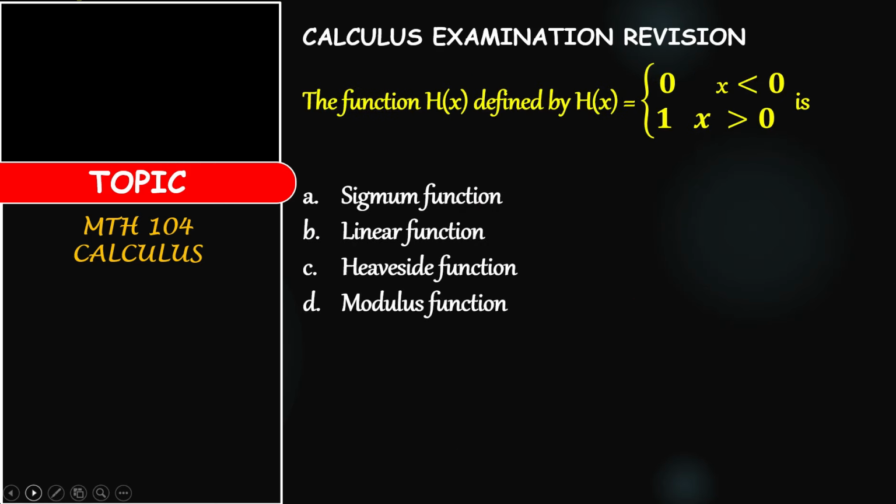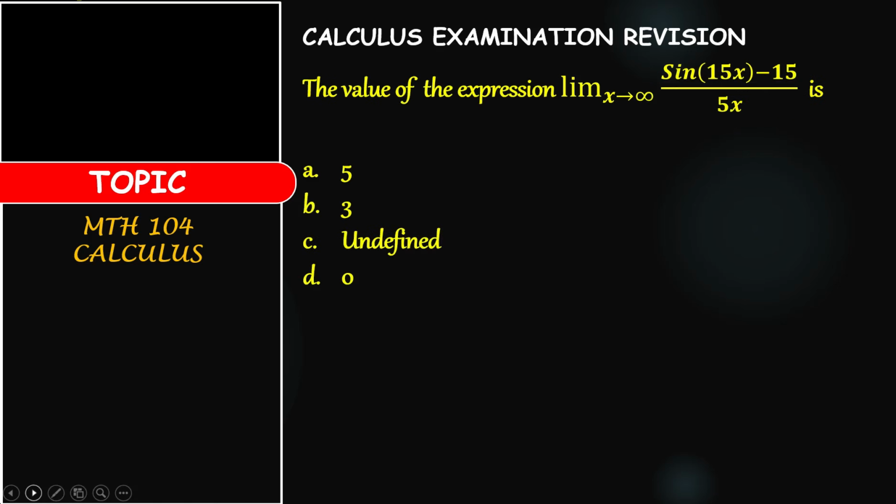Next one, the function defined by this. When you have two functions defining a particular function that have steps, are you getting it? There are different forms of the function, with different ranges of value or domain for which each of the functions is defined. You say those functions are a stepwise function, or you can call it the Heaviside function. So the correct answer is what? Heaviside function.